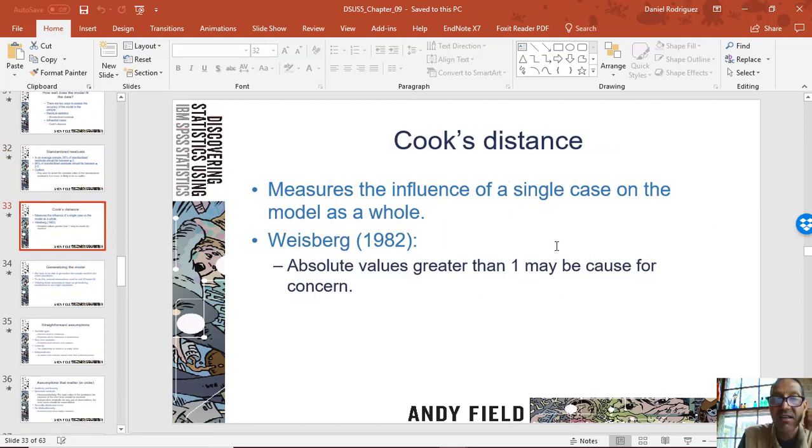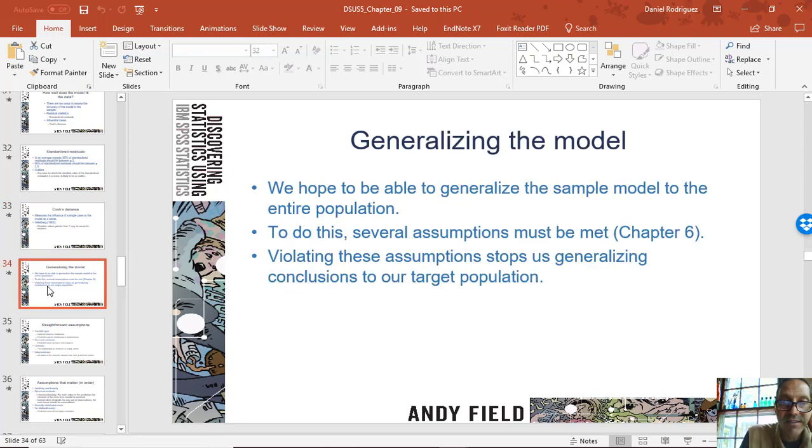Why? Then there's a value called Cook's distance, which looks at the influence of the removal of a single case. So you should take that case that looks kind of sketchy, take it out of the equation. How would it impact all of the regression coefficients? Absolute values greater than 1 may be of concern. I've also seen values greater than 0.5 would be something that you'd look at. So just keep those in mind.